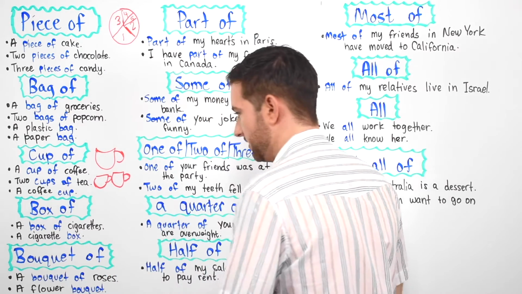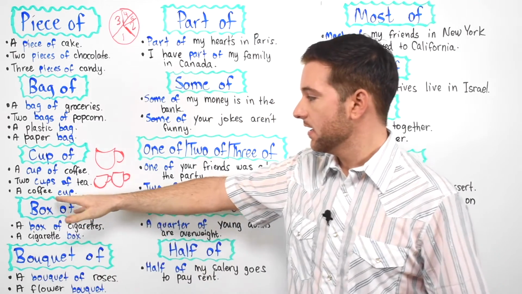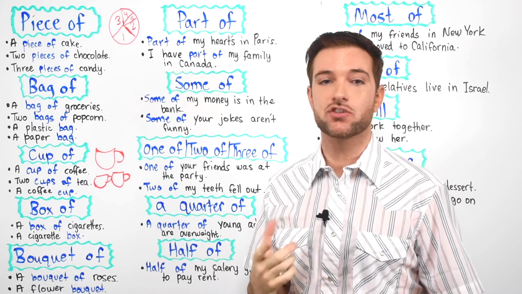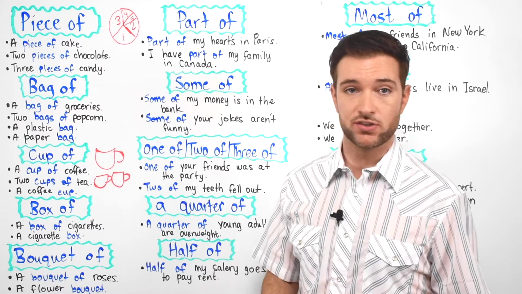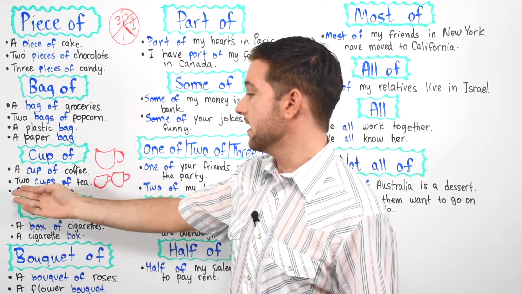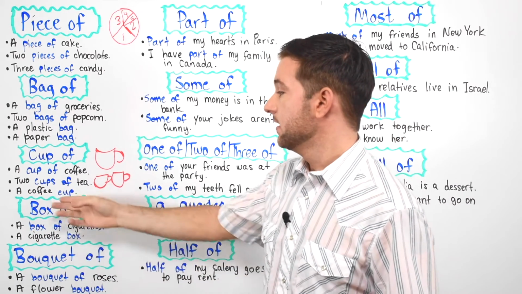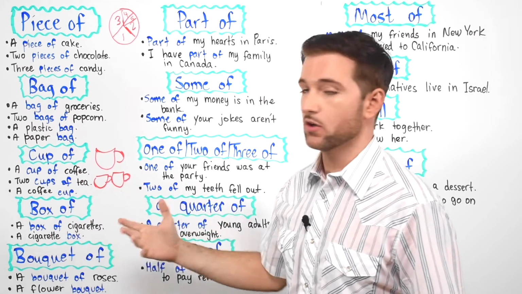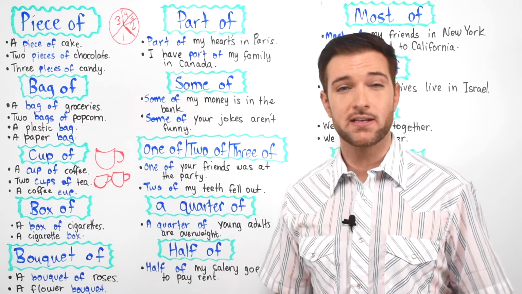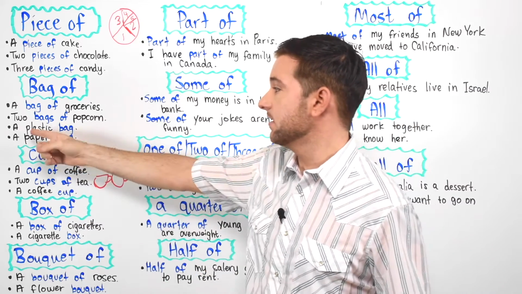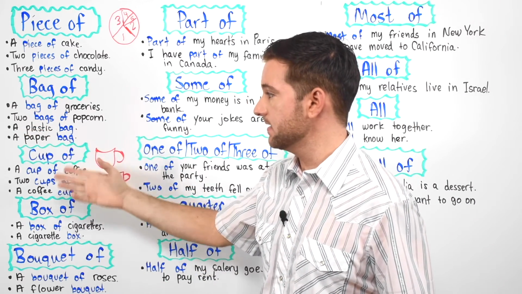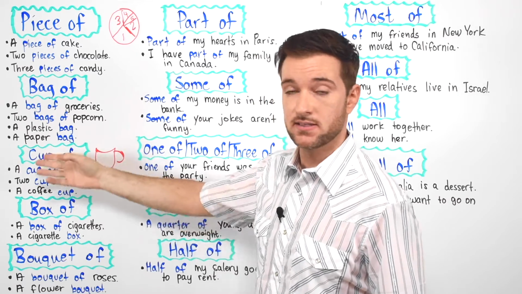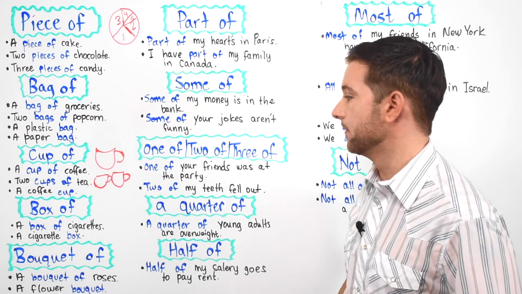But look here, we're not talking about quantity here. We're actually going to be describing the cup, but not so much the quantity. So in this case, we say a coffee cup. Okay, so we're not describing the quantity, we're just describing what kind of cup it is. Similar to here, a plastic bag. What kind of bag is it? It's a plastic bag. Or a paper bag. What kind of bag is it? It is a bag made out of paper.